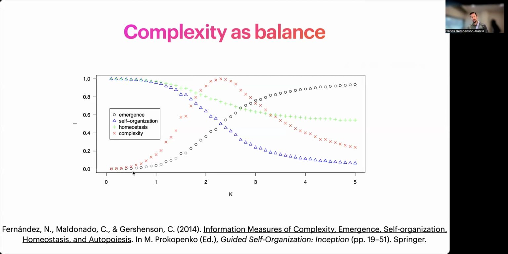So ordered behavior we have for low connectivities in this model, where few changes occur, you have robustness, you have stability, and chaos is when you have fragility, when small changes propagate through the whole system.